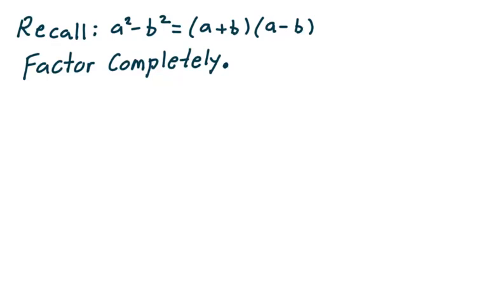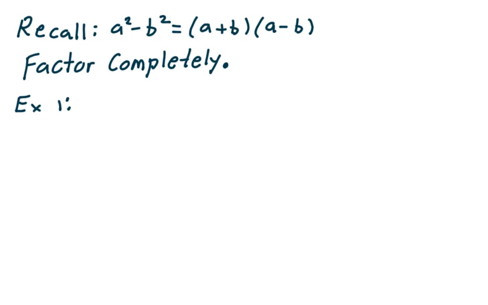In this video, we are going to review factoring, and it's designed for a college algebra or algebra 2 class. Recall, a squared minus b squared is equal to a plus b times a minus b. So the directions say to factor completely. Now, let's take a look at example 1.